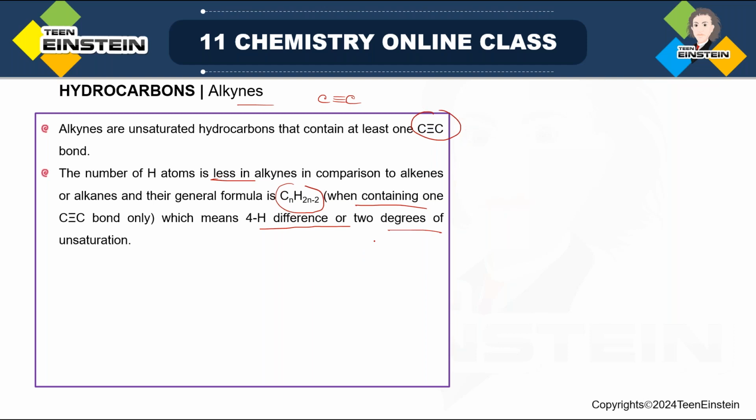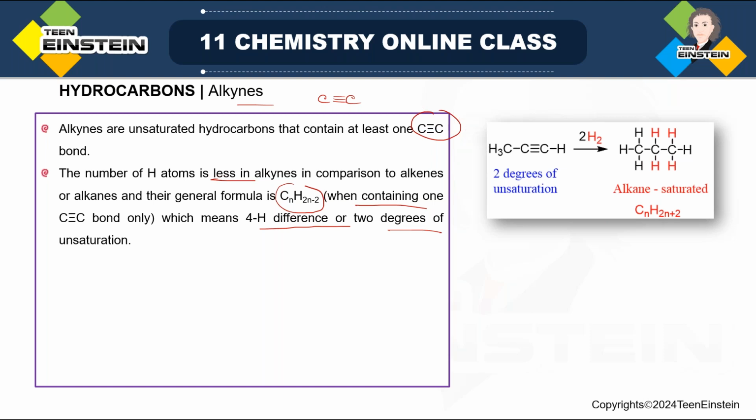Now 4 hydrogen difference means if you simply compare with alkane, look at this. Suppose you have this alkane. What is this alkane? This is basically CH3, CH2, CH3. Obviously this is an alkane, and if you count the carbon, it will be C3, then 2n+2 means 3 into 2, 6 plus 2, it will be 8. And it is actually 8 hydrogen. So C3H8, and it is CnH2n+2. So this is saturated.